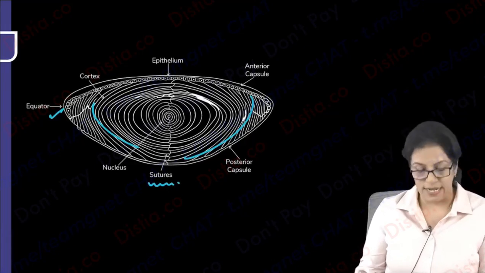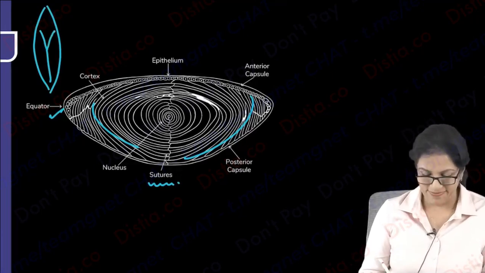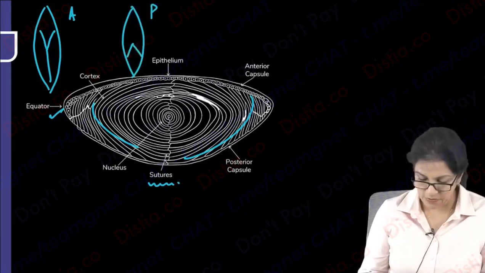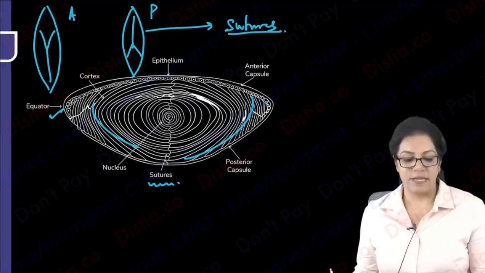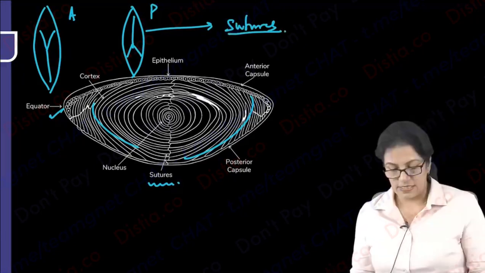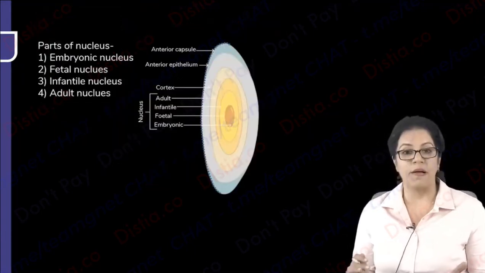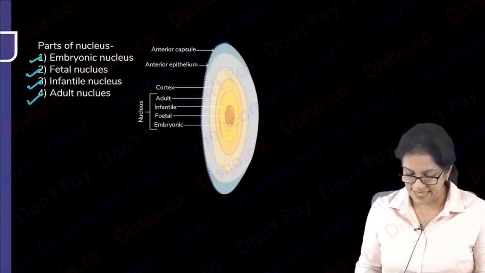Now you can draw it on your diagram that this suture, when I see from the anterior surface, looks like an upright Y. And when I'm seeing the lens posteriorly, it looks like an inverted Y. These are sutures, correct? They are microscopic gaps. Let's see a few more slides first. These are the different parts of the nucleus as we just learned: embryonic, fetal, infantile and adult.